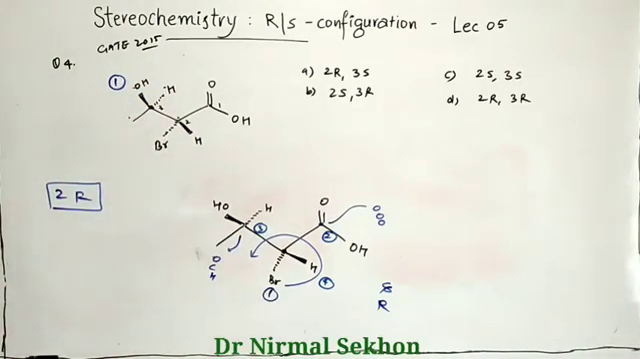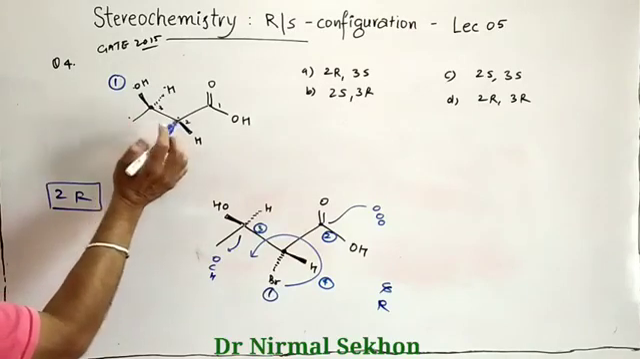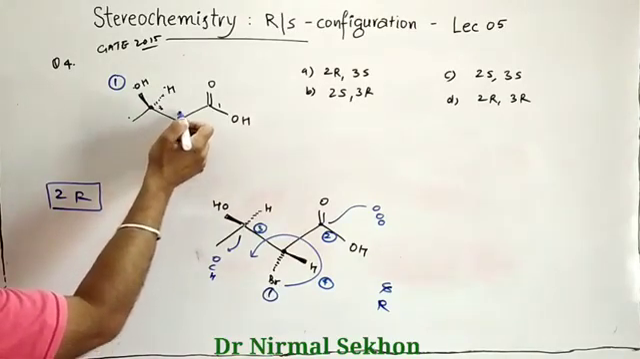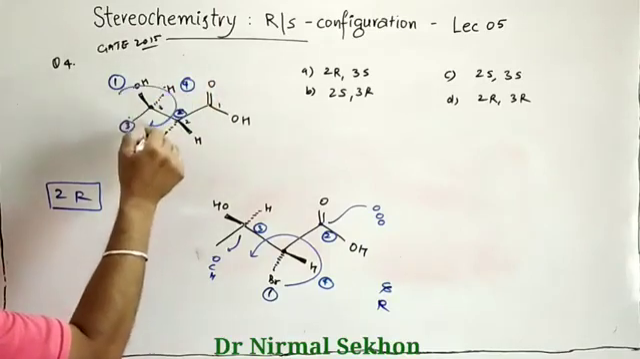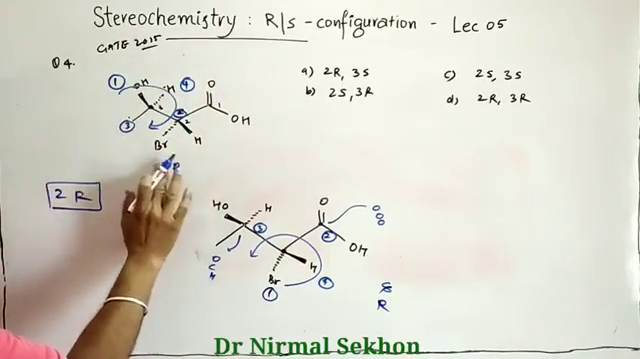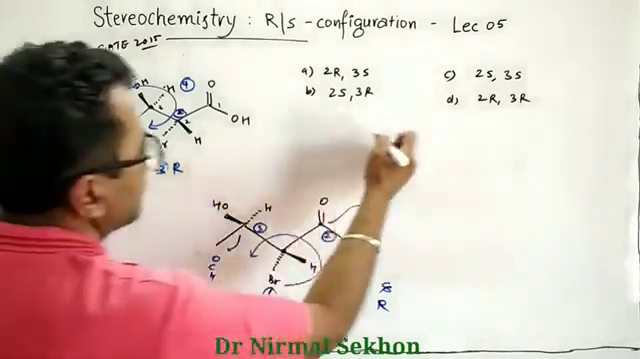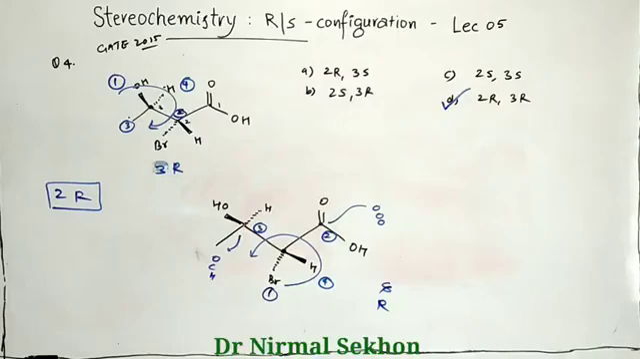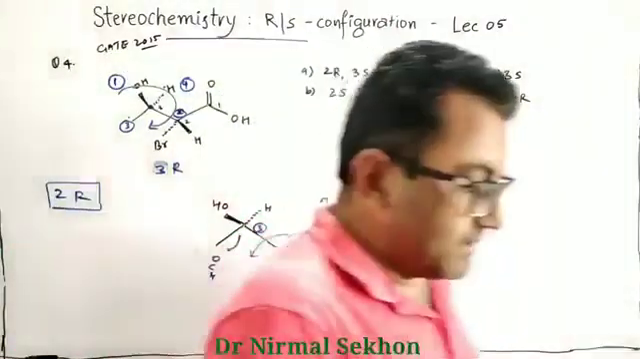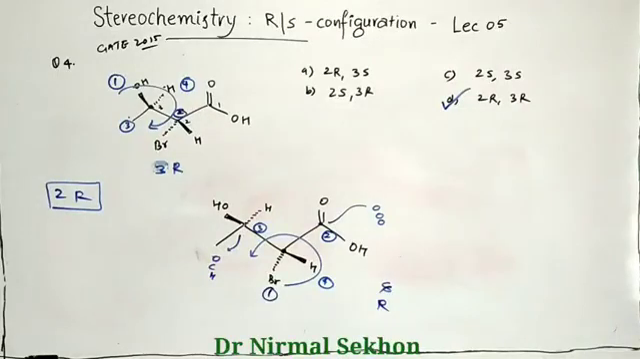When you move to the next carbon, there is a tie, but this carbon is connecting with bromine. So number 2, number 3, number 4. So move like this, R. So your number 3 is also R. 2R, 3R is the answer. So such types of questions are asked in these competitive exams like CSIR NET, UGC NET and GATE.